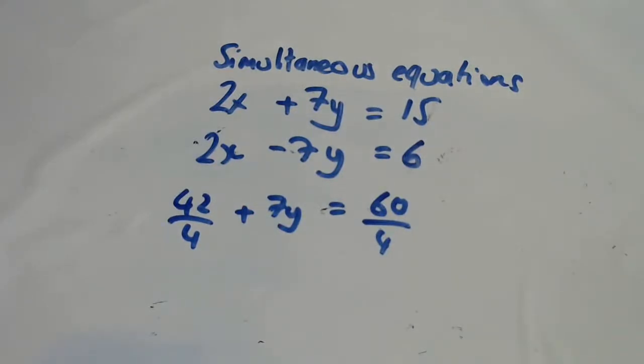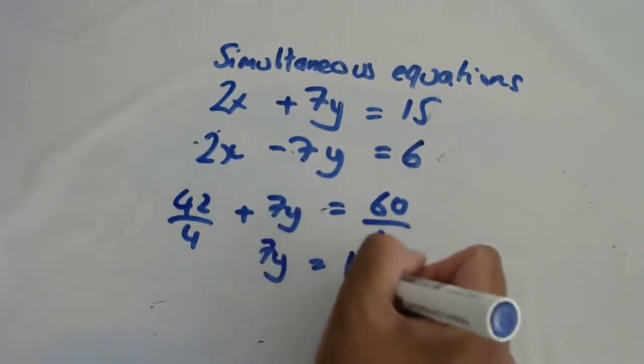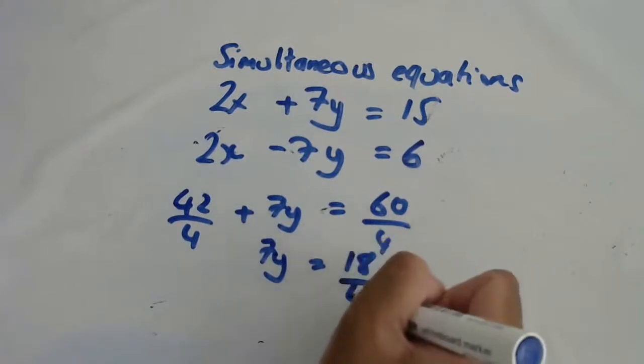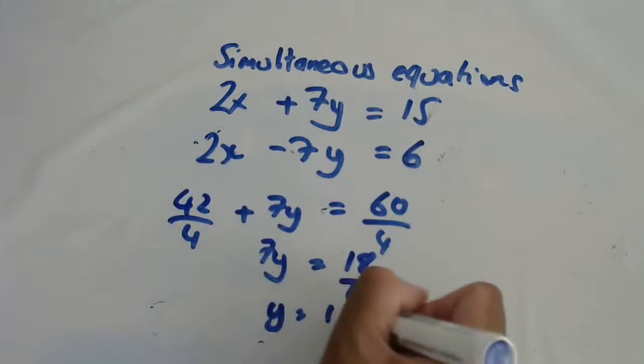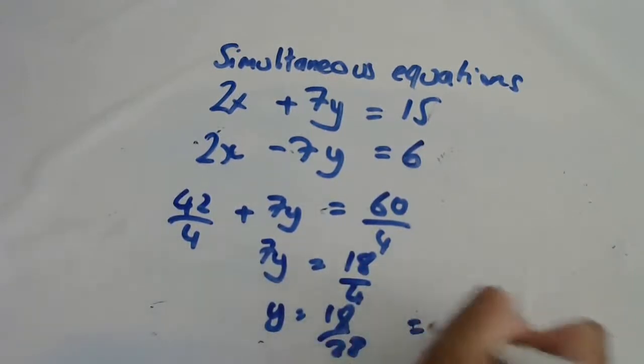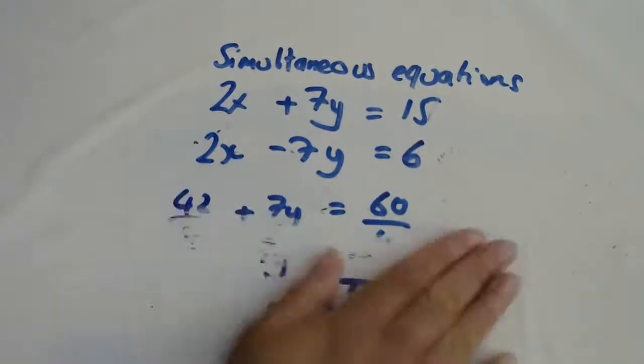So 7y is what? Yeah, so 7y is going to be 18/4. So 18/28. And that divides through, so it's 9/14. Yes, good, 9/14. Well done. Good job.